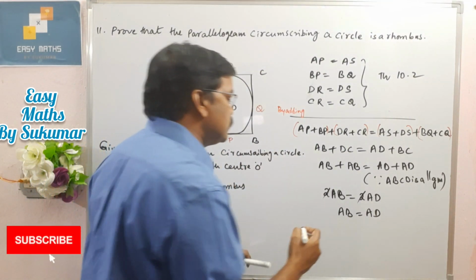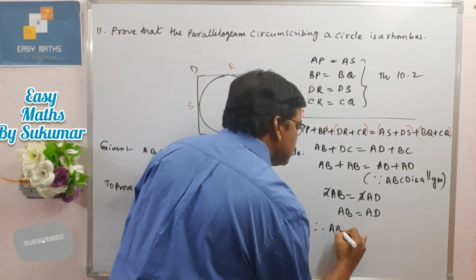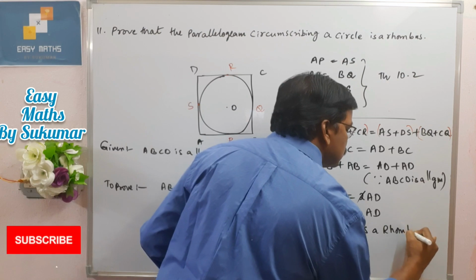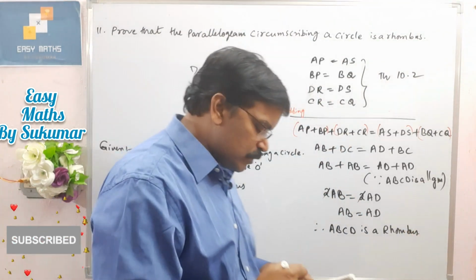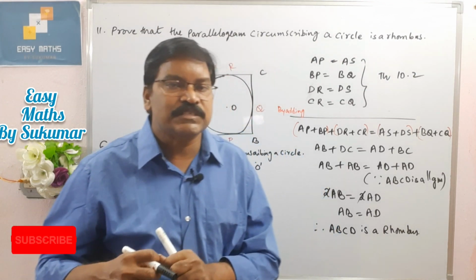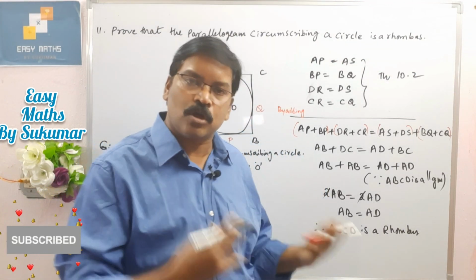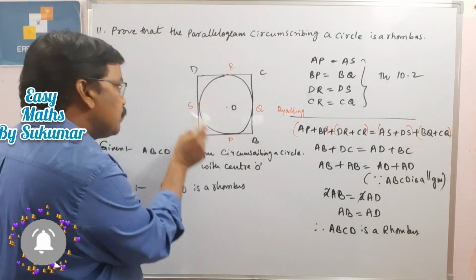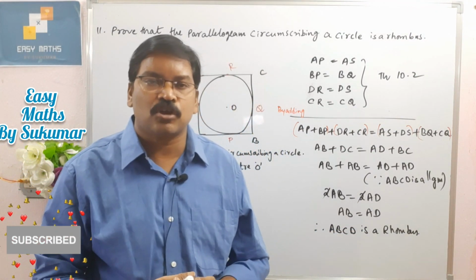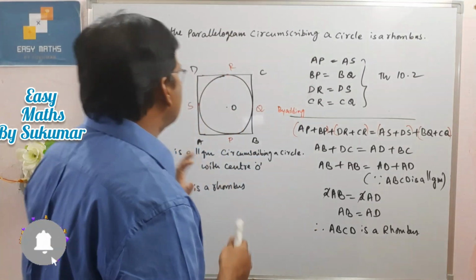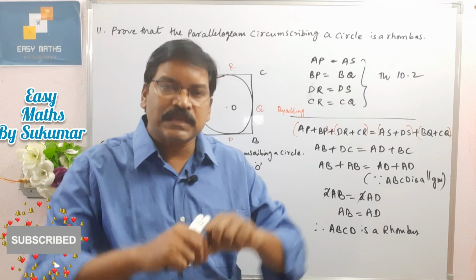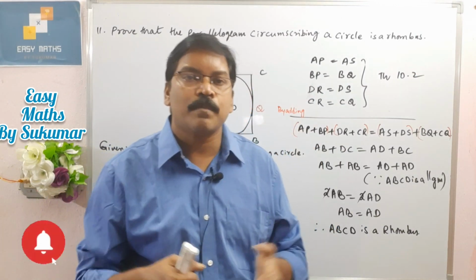Therefore, my dear students, this ABCD is a rhombus. What is the definition of a rhombus? In a parallelogram, if the adjacent sides are equal, then it is called a rhombus. Here AB and AD are equal, therefore we can say that this ABCD is a rhombus. Hence it is proved. That means a parallelogram circumscribing a circle is a rhombus.